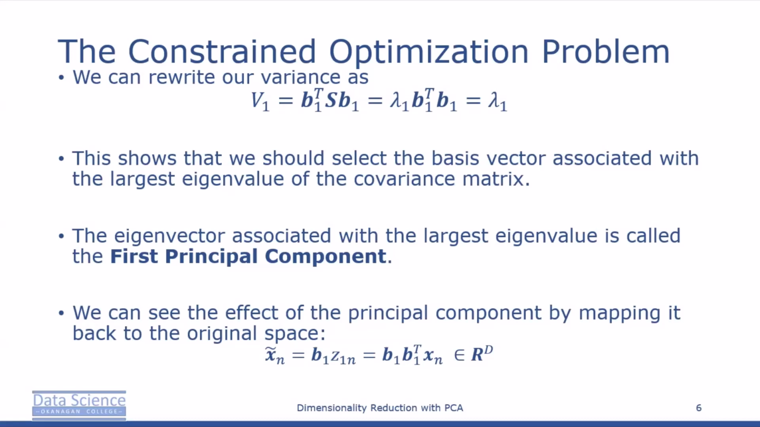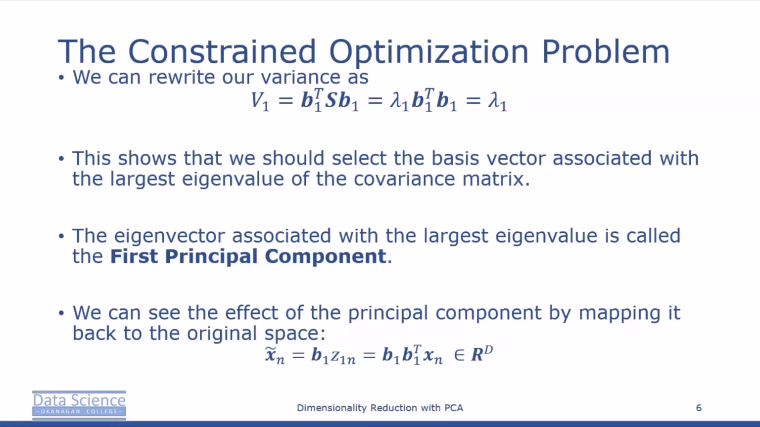This eigenvector property allows us to rewrite our variance objective as v1 equals b1 transpose S b1, which is equal to lambda 1 b1 transpose b1, which is equal to lambda 1. That is, the variance of the data projected into the one-dimensional subspace equals the eigenvalue that is associated with the basis vector b1 that spans this subspace. Therefore, to maximize the variance of the low-dimensional code, we choose the basis vector associated with the largest eigenvalue of the data covariance matrix. This eigenvector is called the first principal component.